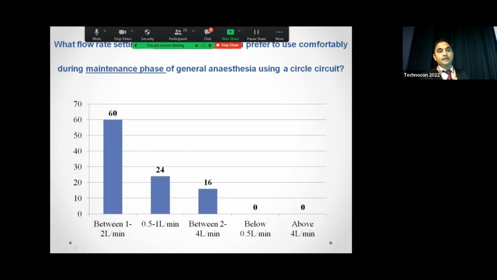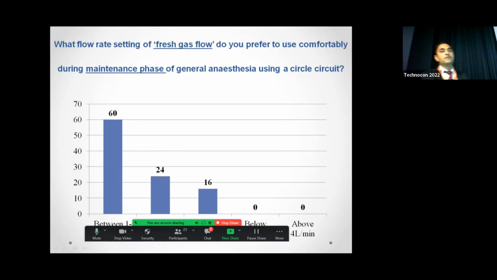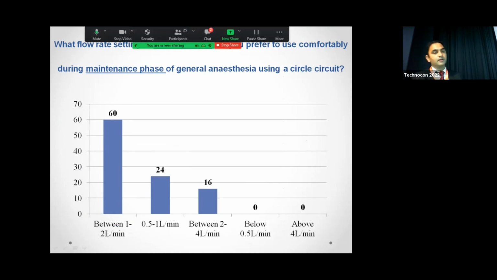My other question was, what fresh gas flow do you prefer comfortably during the maintenance phase of the anesthesia? People consider the flow between 1 liter to 2 liters best to use during the maintenance phase, rather than 1 liter per minute.